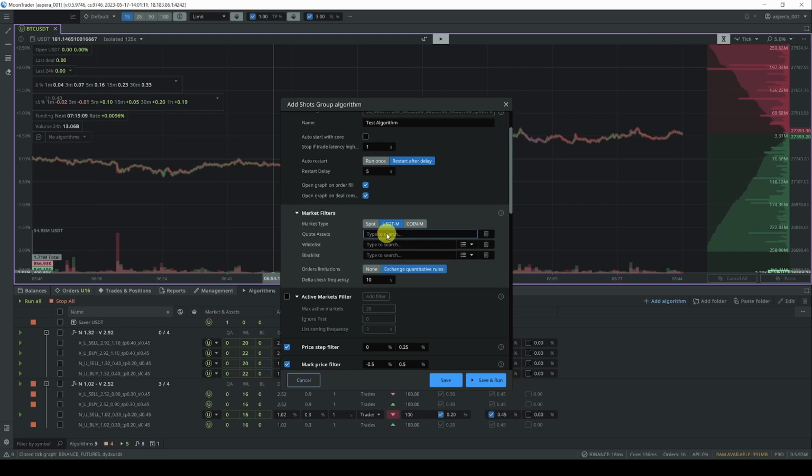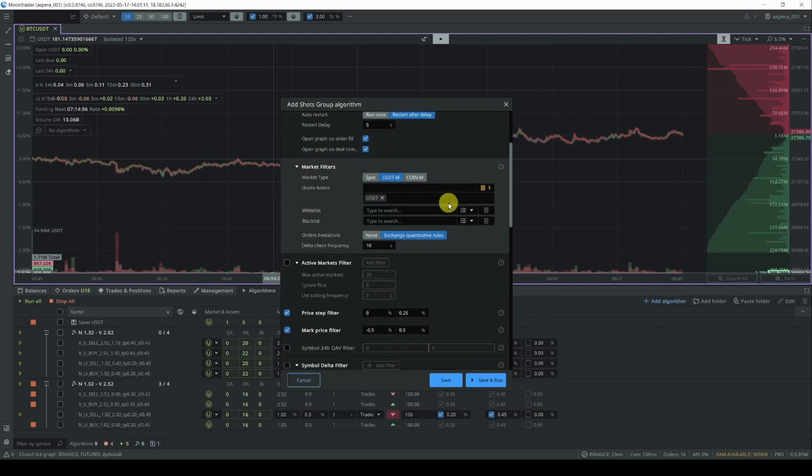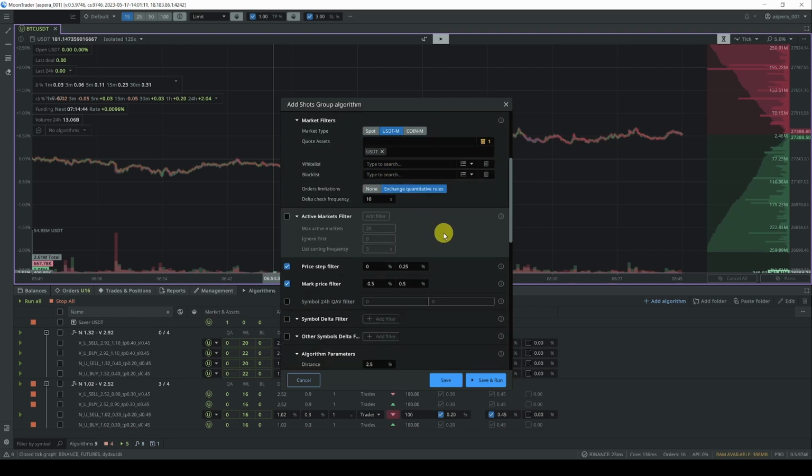Now, market filters. First of all, we select the futures, the USDT margin here. And now this is important. So for quoted assets, I'm going with USDT. I'm going to be doing something called maximum active markets. And that's why I'm not selecting any specific coins. I'm selecting the quoted asset, and it will look through all the coins that are traded against USDT. Okay, let's leave this alone.